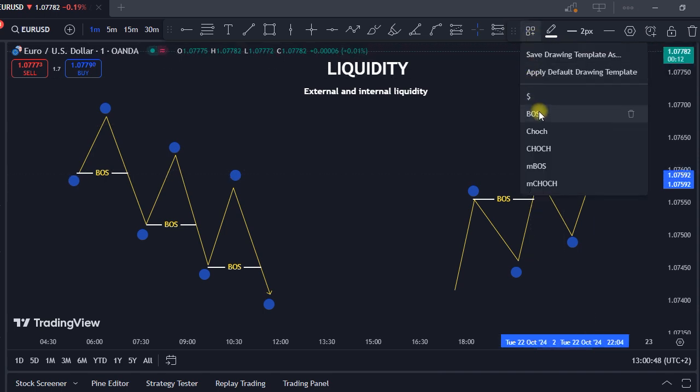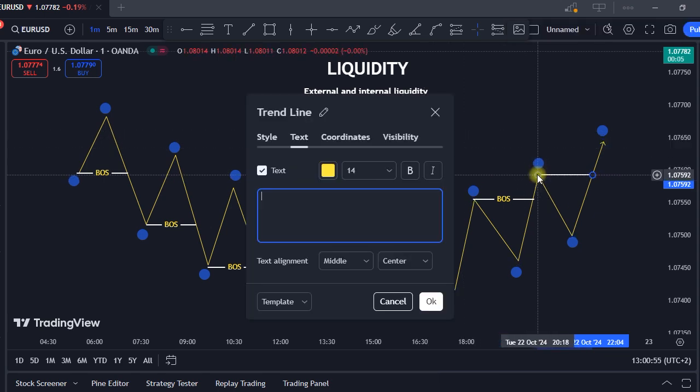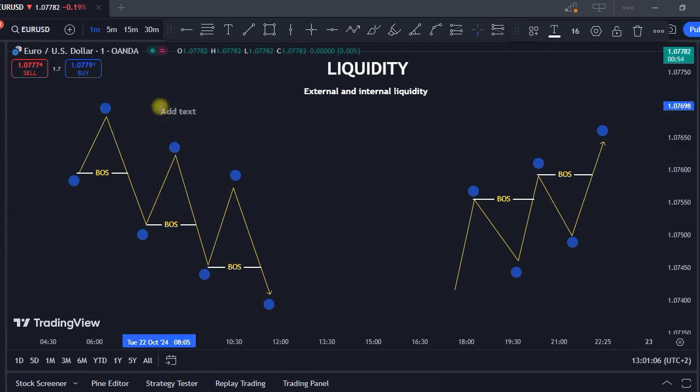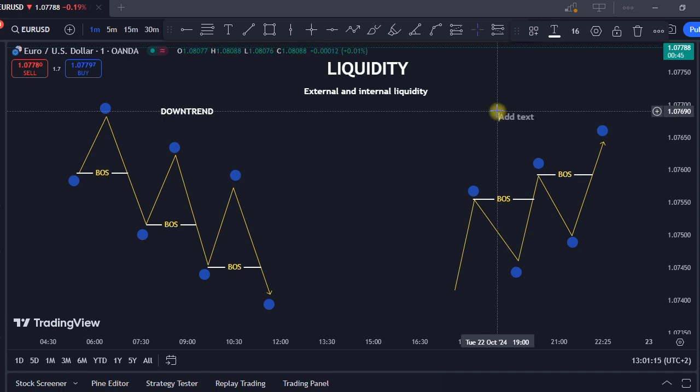Now we are going to label our internal and external liquidity. That's our breakout of structure. Let's label this as our downtrend, and over here this is our uptrend.